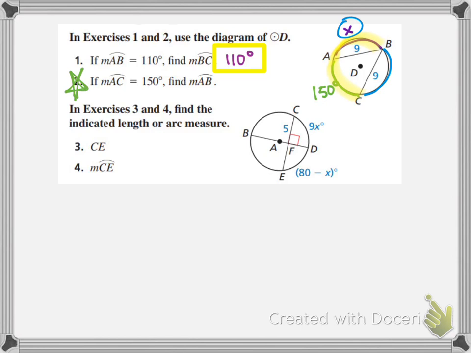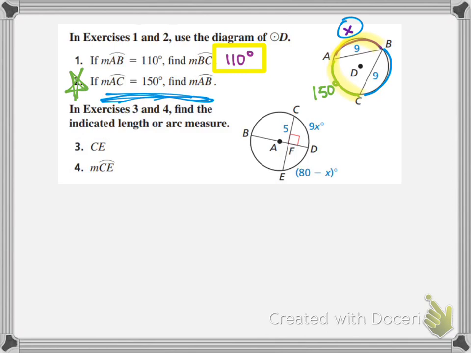Just to pause, this is a new problem. We're just using the same picture, so it's not going to be 110 necessarily. So new problem, same picture, if that makes sense. So this number and this number are not carried over into this new problem. So anyways, find the measure of AB.